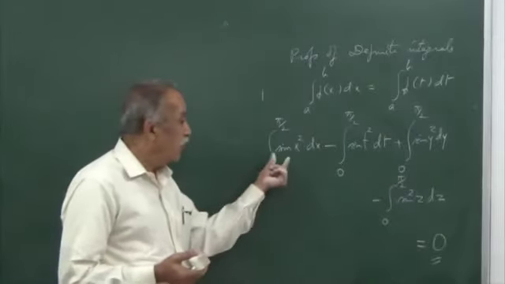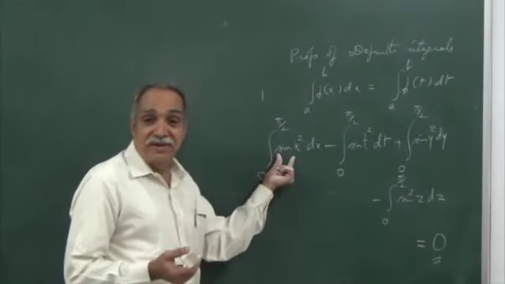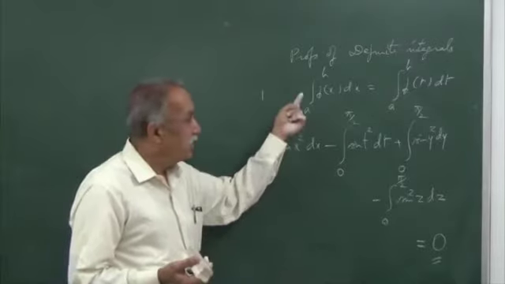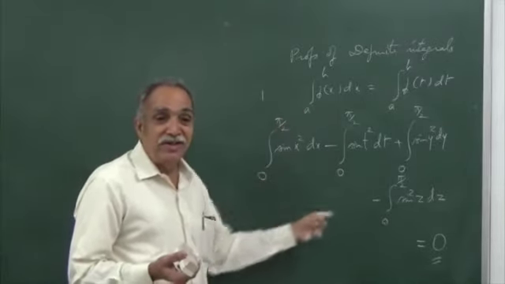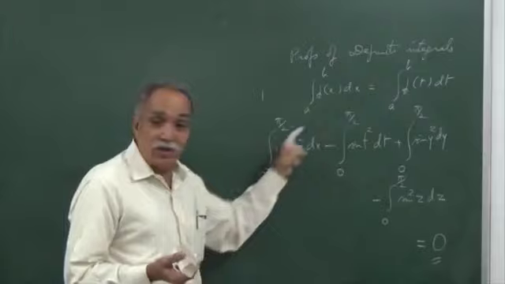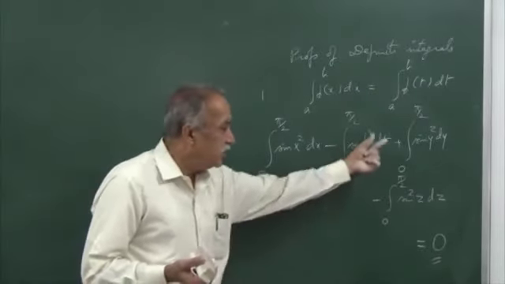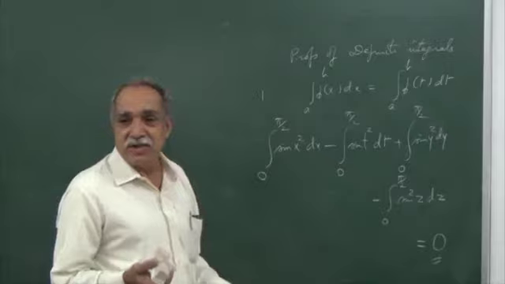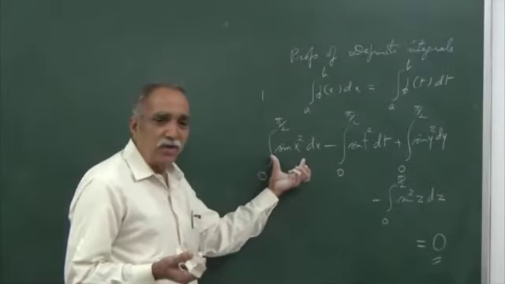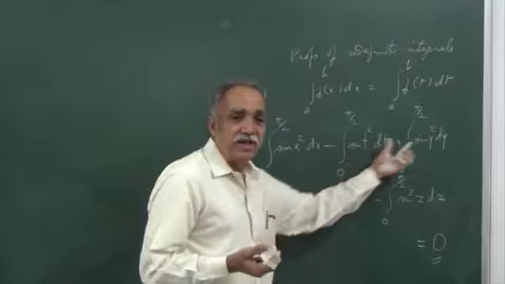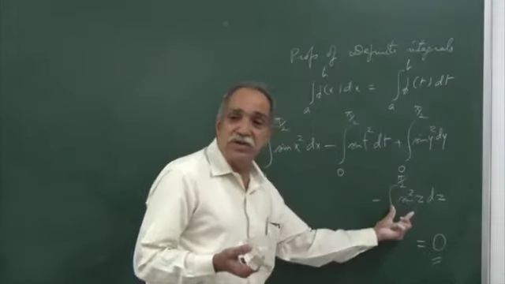You do not know how to carry out this integration. You do not know how to integrate sin x square. But using the property, you can conclude that the value of the whole expression must be equal to 0, because all the integrals involved are numerically one and the same. This is some quantity, say a. This is the same quantity subtracted, the same quantity added, the same quantity subtracted.